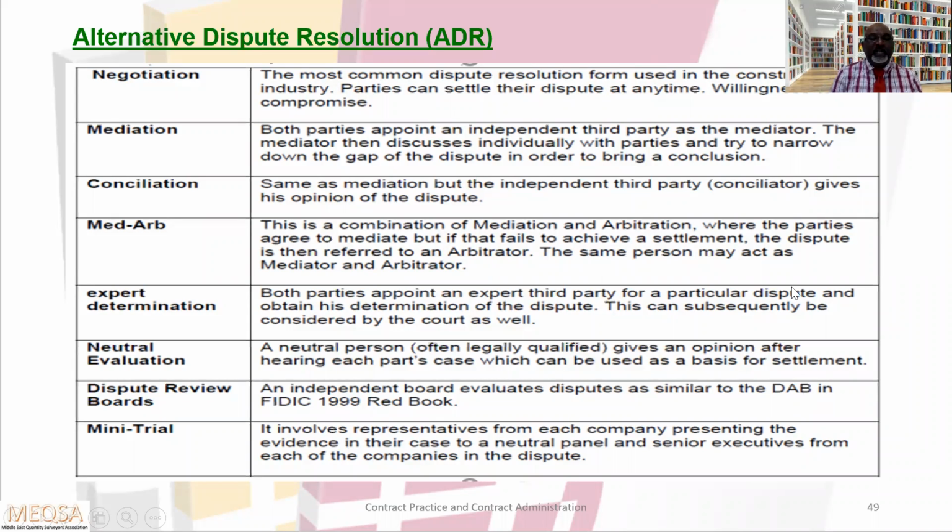Dispute review board: an independent board evaluates the dispute, similar to the DAB in the FIDIC 99 Red Book. Mini trial: it involves a representative from each company presenting the evidence in their case to a neutral panel and senior executives from each of the companies in the dispute.